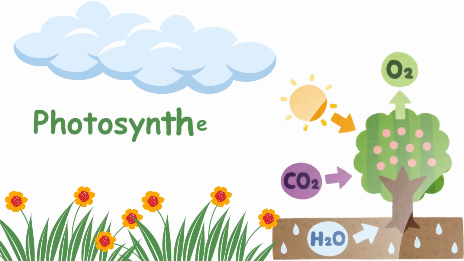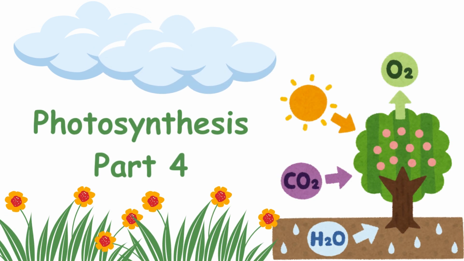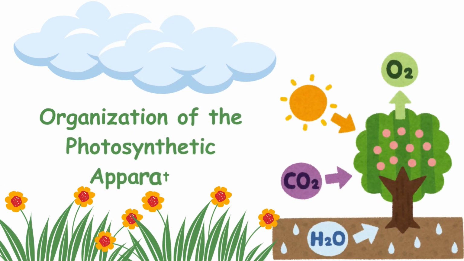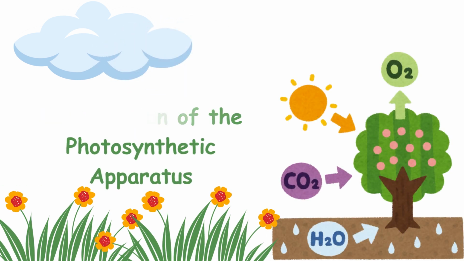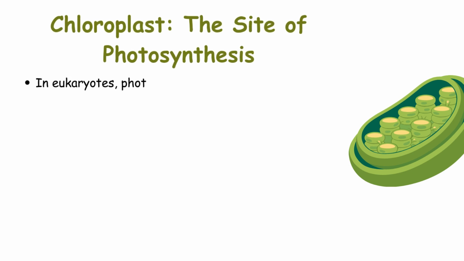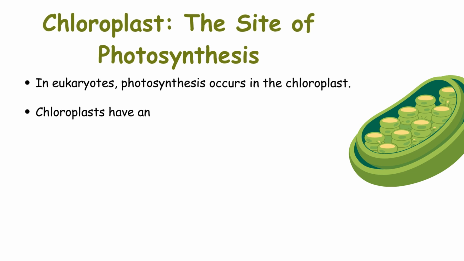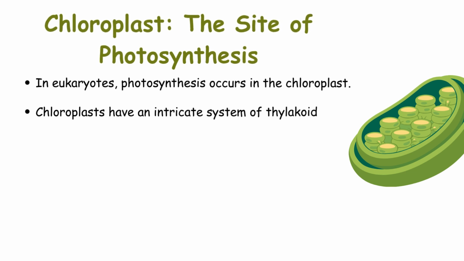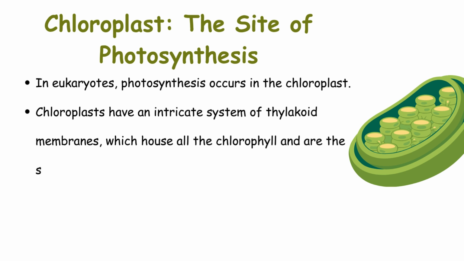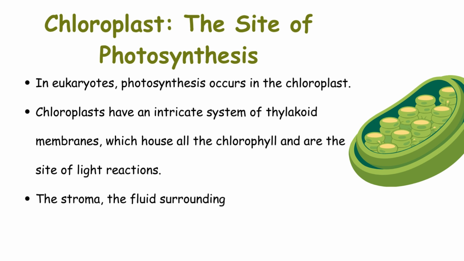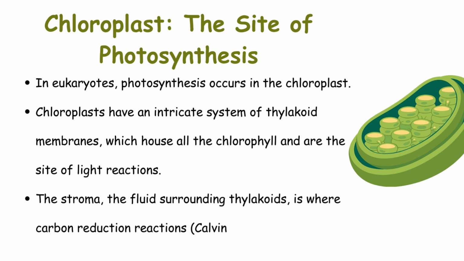Welcome to today's lesson on the organization of the photosynthetic apparatus, a key section in understanding how plants convert light into life. In photosynthetic eukaryotes like plants and algae, chloroplasts are the specialized organelles where photosynthesis takes place. These chloroplasts house an intricate internal membrane system called the thylakoids. This is where all the light reactions of photosynthesis occur, thanks to the presence of chlorophyll and other light-absorbing pigments.